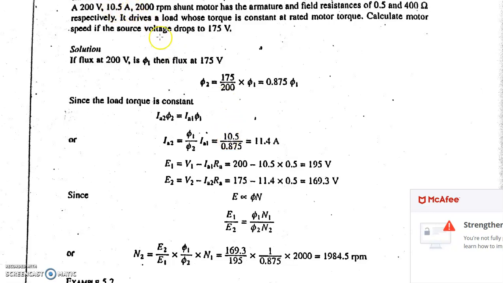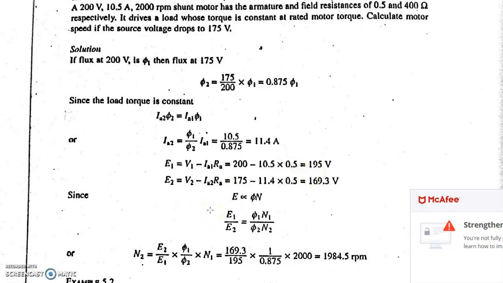So we can put in the current Ia1, which is given as 10.5 ampere, and the ratio of phi 1 upon phi 2, which is 1 upon 0.875. When we put in these values, we can get the current Ia2. When we get the current Ia2, basically we have to know the speed. If we get the current Ia2, then we can calculate. We have now that E is equal to V minus Ia Ra.